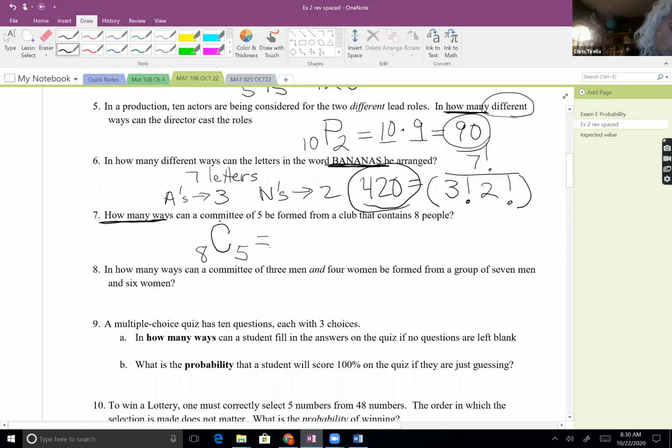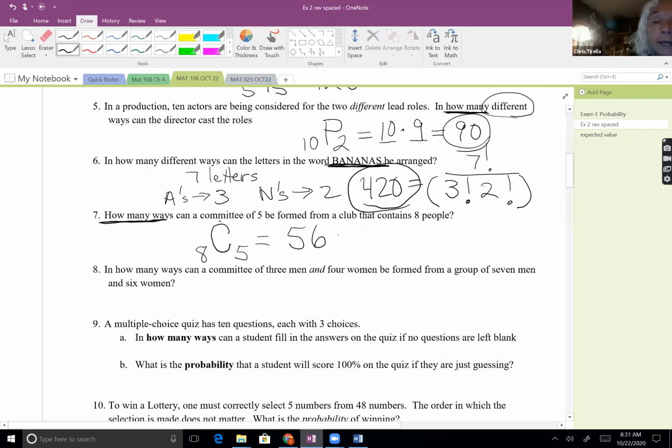So 8, probability, arrow over to combination, 5, gives me 56. Is there anybody who needs to see how to do a combination by hand? Or are we all using calculators for this? I like to do that by hand sometimes. It makes more sense to me.